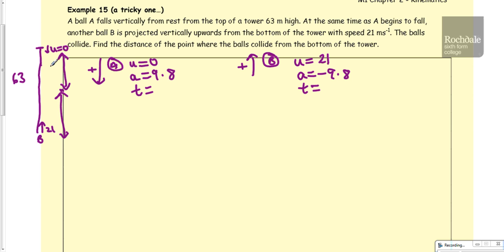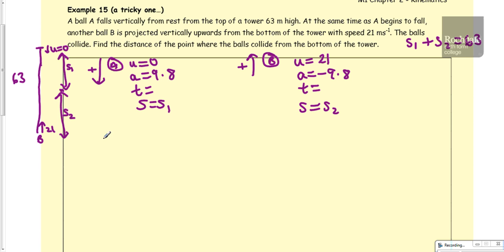Now, we need to come up with something to represent these. We don't know what these distances are. I'll call them distance S1 for ball A, and I'll call it distance S2 for ball B. Now, I don't know a tremendous amount about S1 and S2, apart from the fact that I do know that S1 and S2 together must be 63. So, for example, if the ball had fallen 40 metres from the top, the other ball must have come 23 metres from the bottom in order for them to collide. The tower is 63 metres high. So let's see what we can do with this.